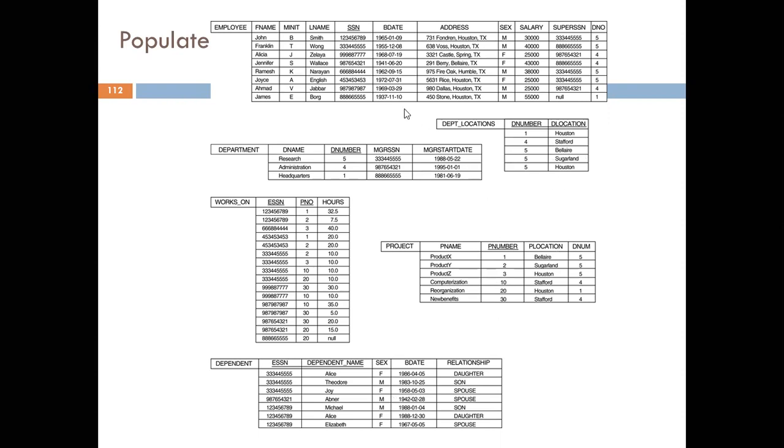I will send this particular data so that you can have a look at it, and we will write all the queries with regard to this particular data.